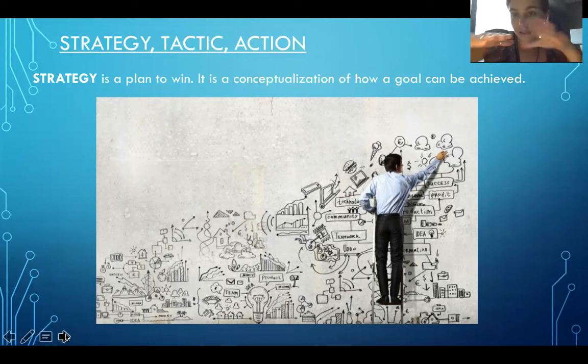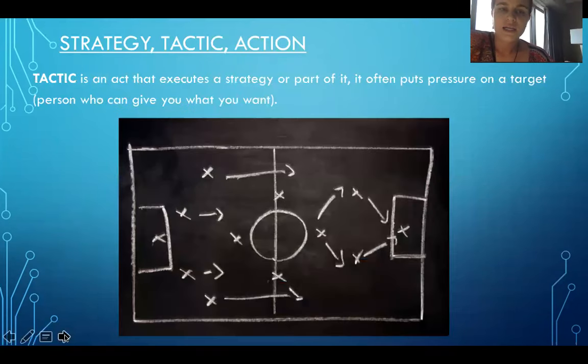So the strategy, usually in a chart, the strategy goes on top of your tactic and your action, because your strategy is going to dictate how gentle or firm or varied or creative, whatever your tactics and actions are. Okay. Tactic is an act that executes a strategy or part of it, often puts pressure, right, on the person who can give you what you want. So tactics can be very controversial to less controversial.